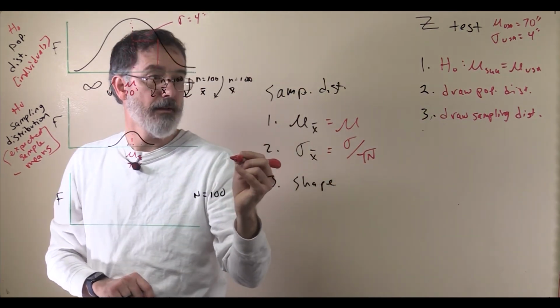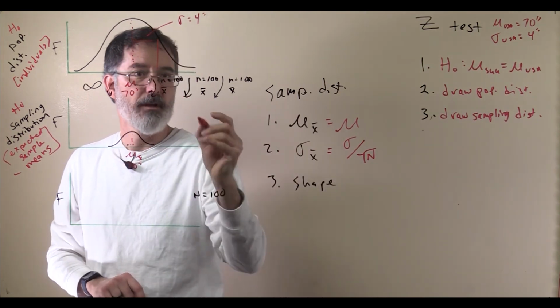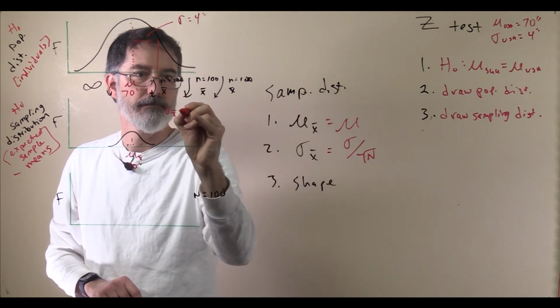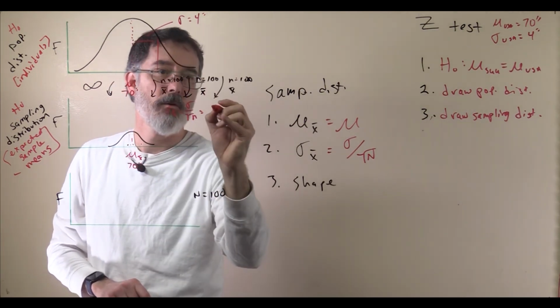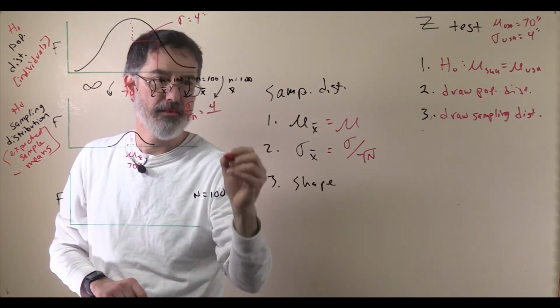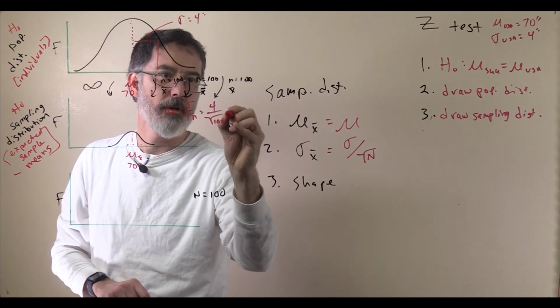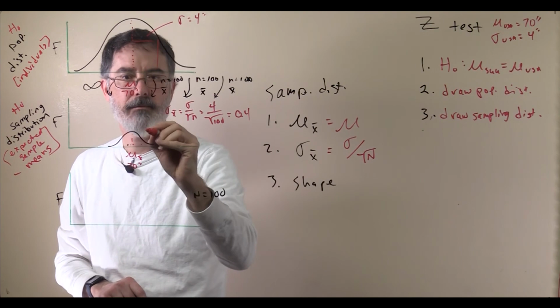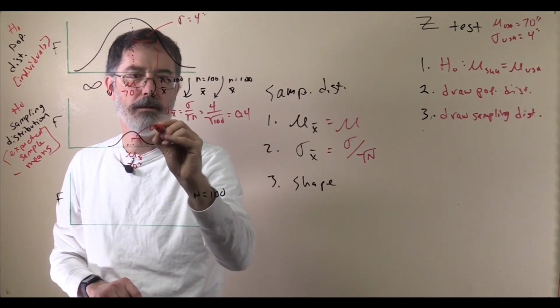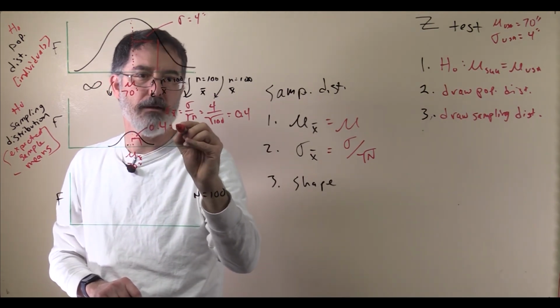So that's pretty easy to calculate. This is one of those formulas you'll just have to learn. So we have 4 divided by the square root of 100, so that's 10. 4 divided by 10 is 0.4. 0.4 is our standard error.